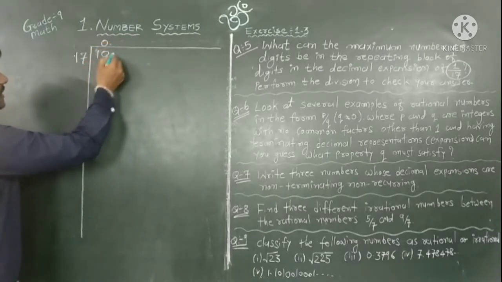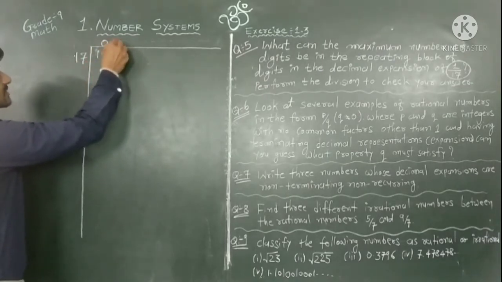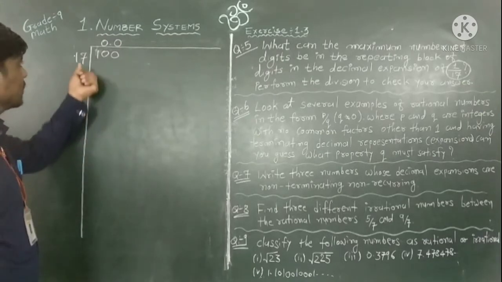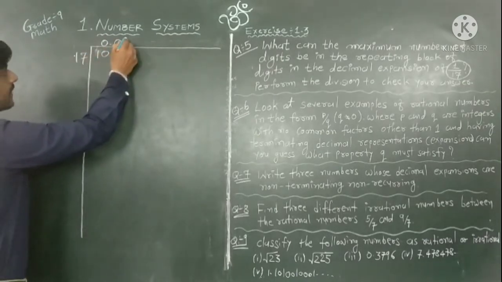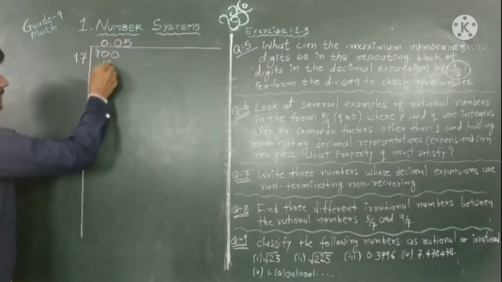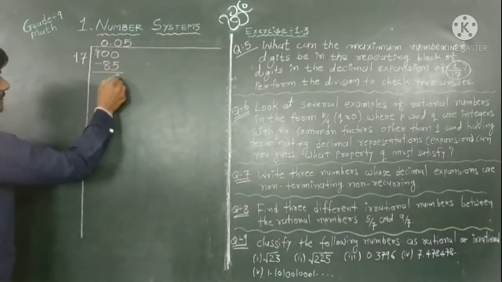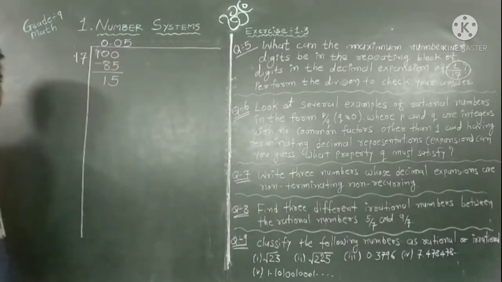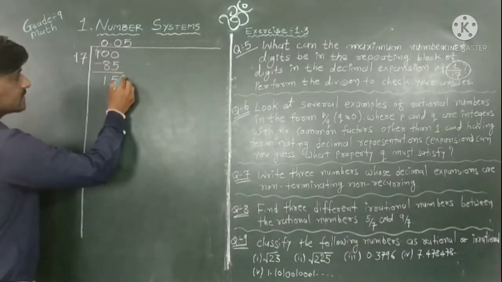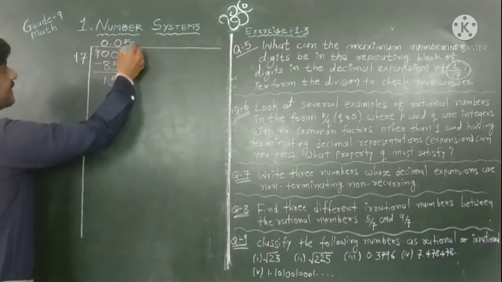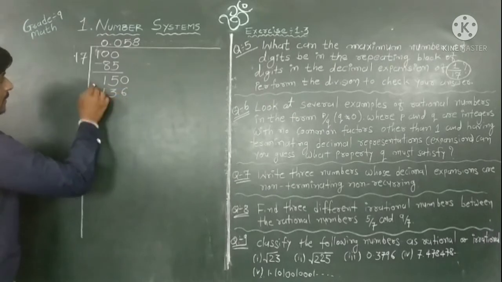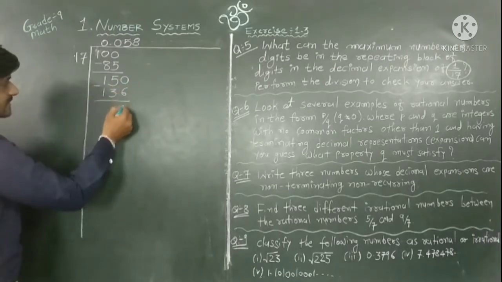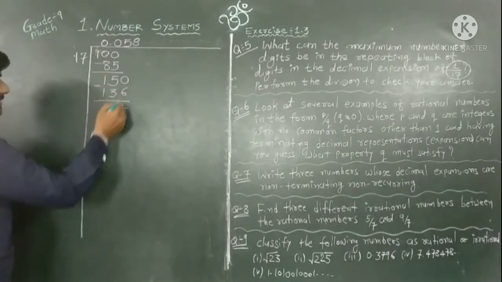Again this is smaller, so again a second 0. Now check the table of 17. 17 5s are 85. Now subtract. What is remaining? 10 minus 5, that means 5. Now add 0. So 17 8s are 136. Again subtract. 10 minus 6 is 4, 4 minus 3, that means 1.